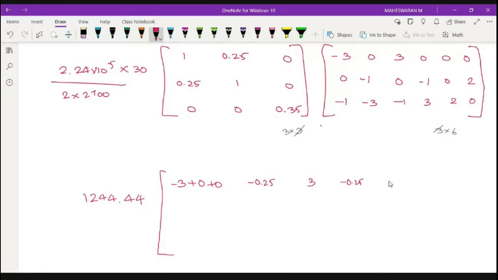Right? So this is entirely 0. So 0.25 into 2 is 0.5. Other things are 0. So 1, 2, 3, 4, 5, 6. Right? So this is my first matrix.